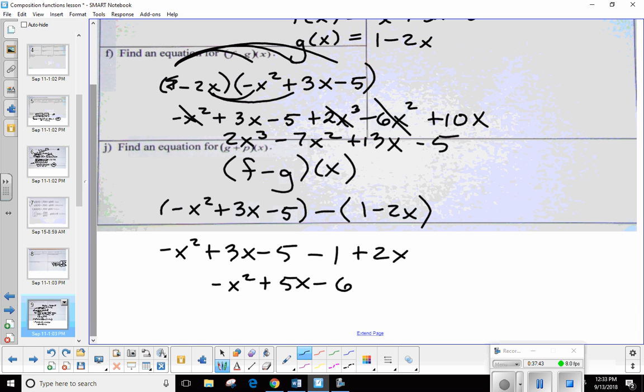How are we doing with compositions? Are we feeling pretty good? Are we feeling okay?